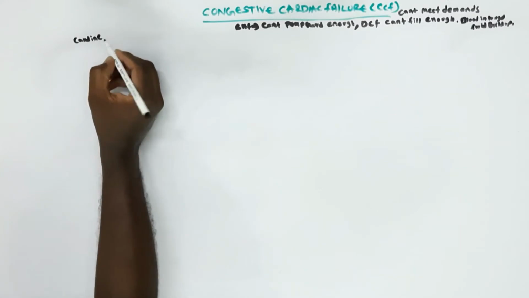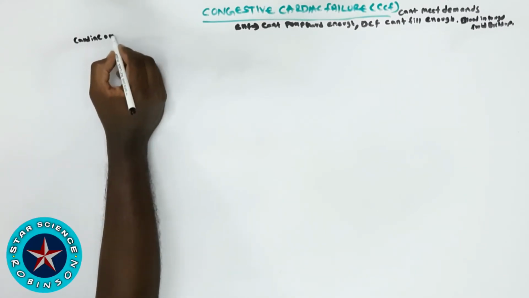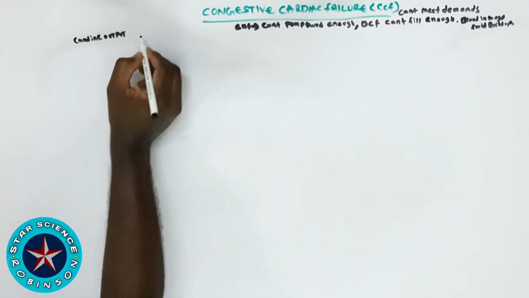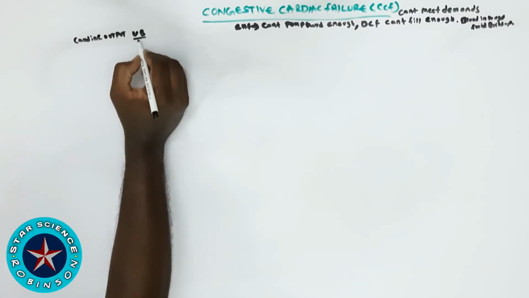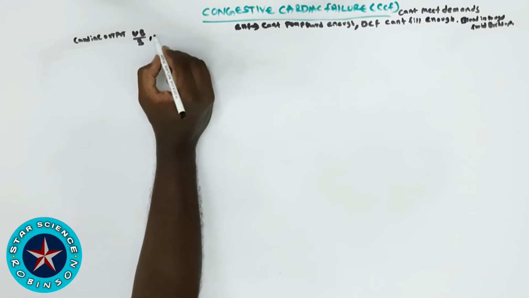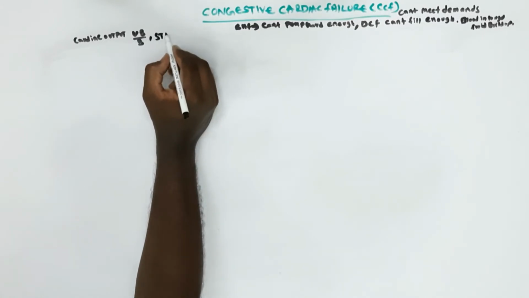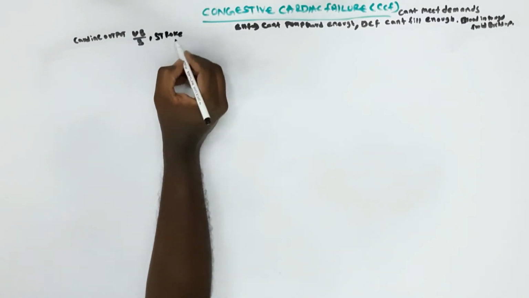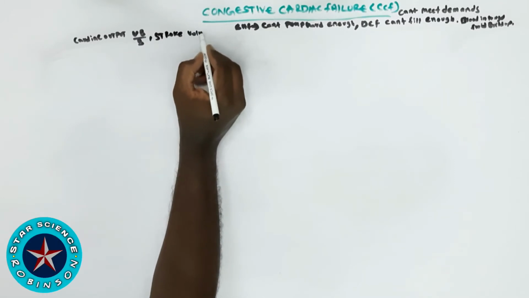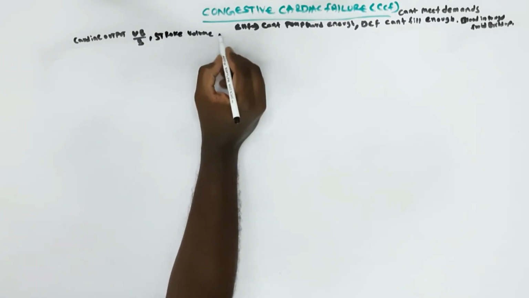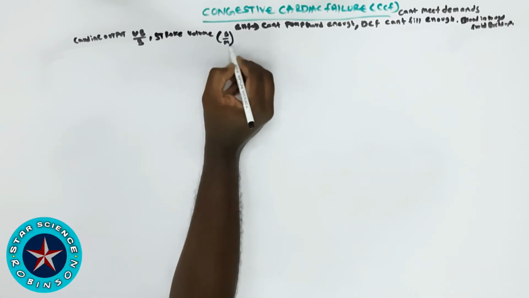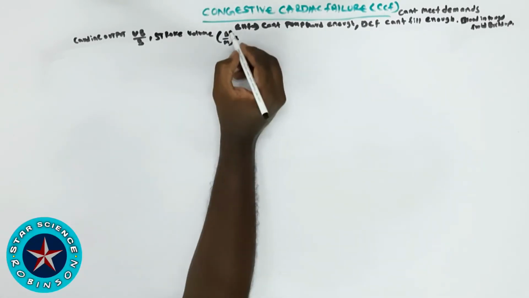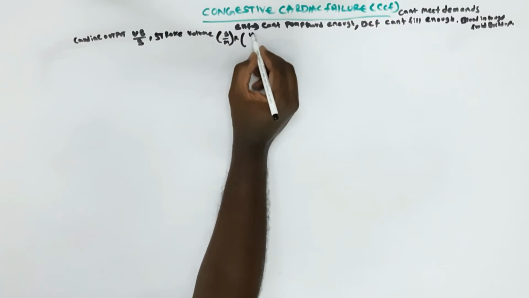Now we will see about the cardiac output. What is cardiac output? Cardiac output is the volume of blood per minute. Stroke volume is equal to end diastolic volume minus end systolic volume. That is stroke volume. Now cardiac output is beats per minute into volume of blood per beat.